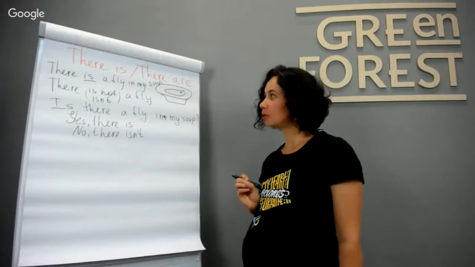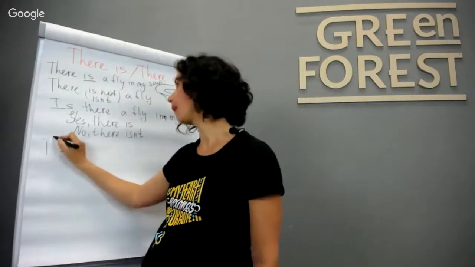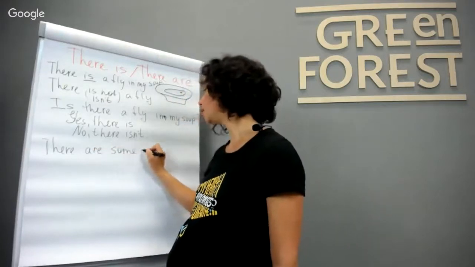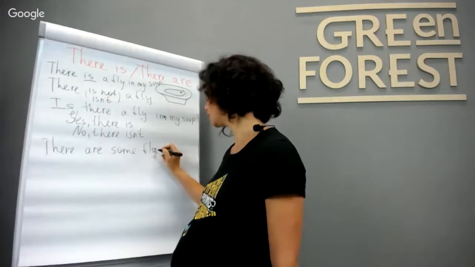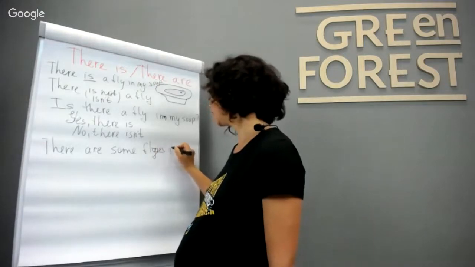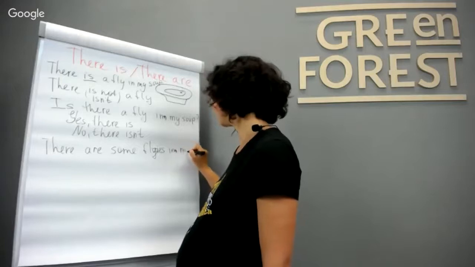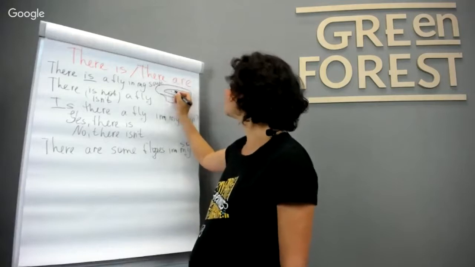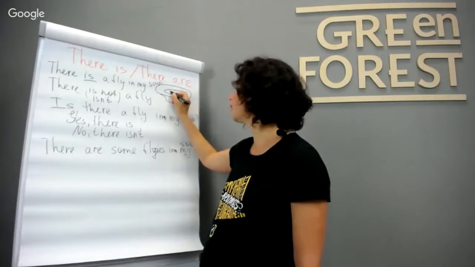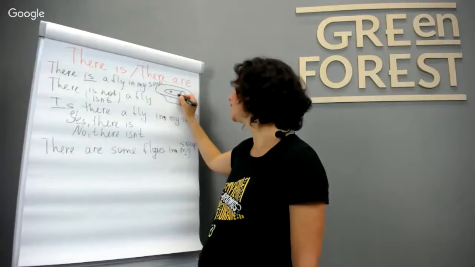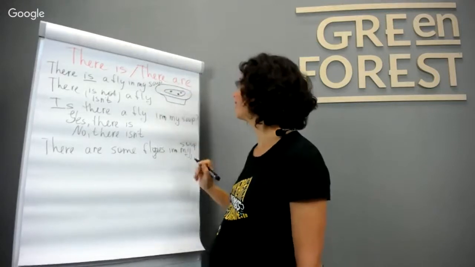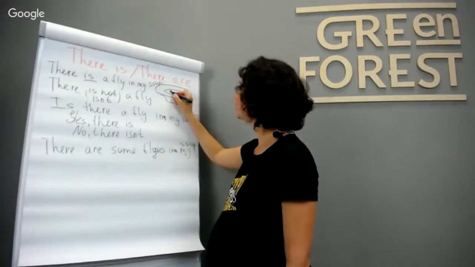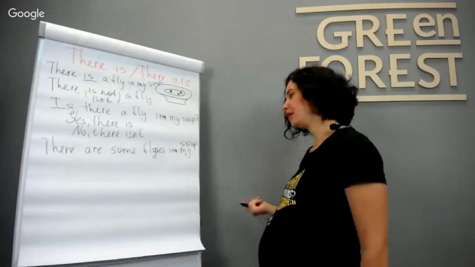When we have plural form, we use "there are". There are, for example, some flies in my soup. Let's imagine we have here more flies. Okay, you got my point. We have here more flies. So there are some flies in my soup.